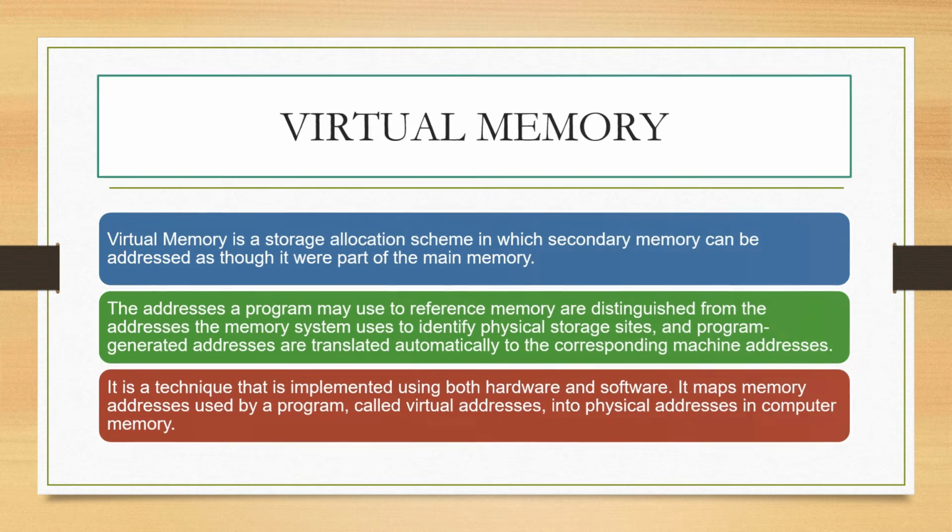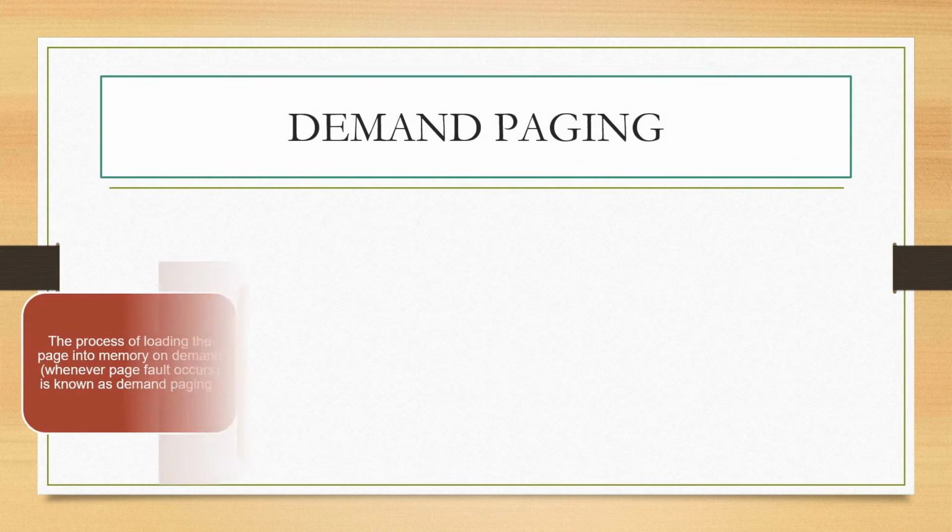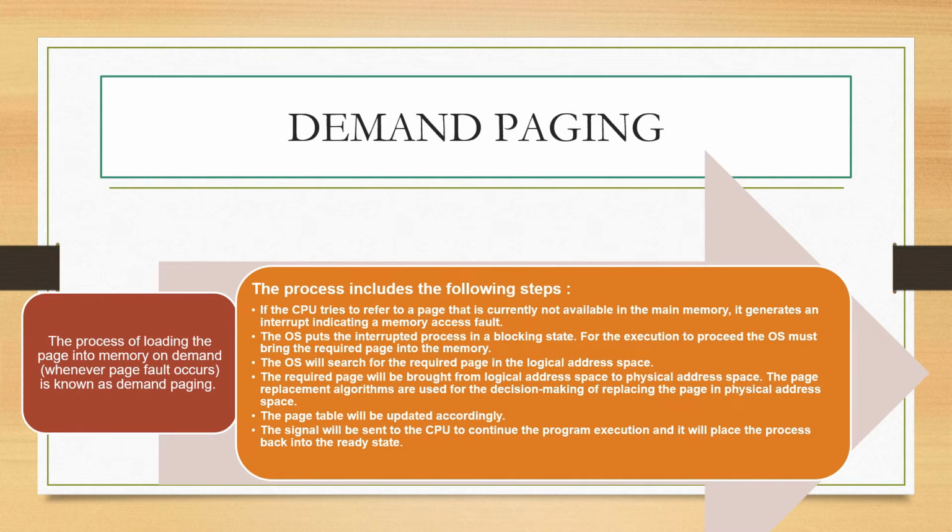Moving forward to understanding the concept of demand paging. The process of loading the page into memory on demand, whenever a page fault occurs, is known as demand paging. The process includes the following steps. If the CPU tries to refer to a page that is currently not available in the main memory, it generates an interrupt indicating a memory access fault.